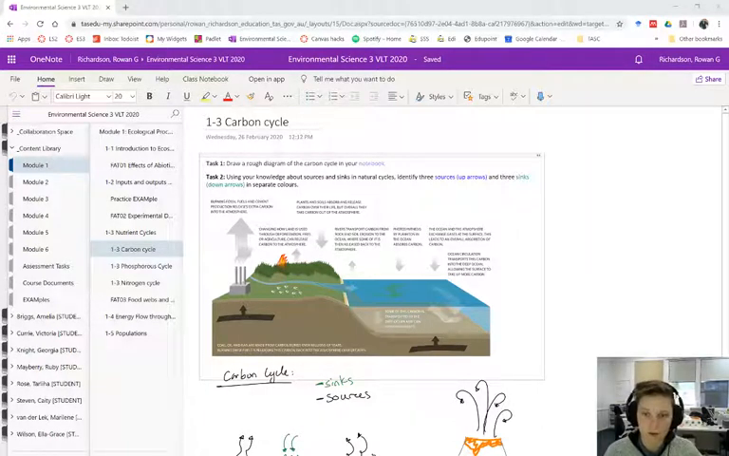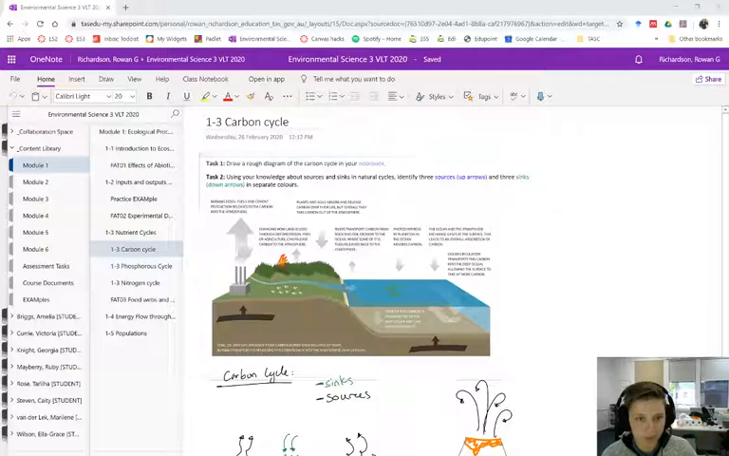Okay, just a little tutorial on how I answered the task on the carbon cycle. So if you go into, I'm currently in the class OneNote. I'm in the content library, which you can all access. I'm in module 1, which I'm highlighting with my pen right here, and I'm on the page carbon cycle. Okay, in this tab, I've got the two tasks and the diagram from Canvas.